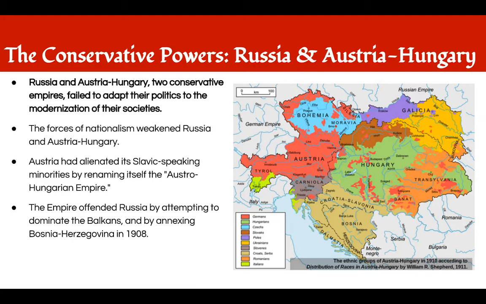But there were also conservative powers, namely Russia and Austria-Hungary. And these were societies that failed to adapt their politics to the modernization that was going on in the Industrial Revolution. So we see that forces of nationalism weaken Russia and Austria-Hungary. And if you look at this map, you can see why. In Austria-Hungary itself, you have many different ethnic groups, about 10 shown here, but there are still more. This is going to be a problem for Austria because ultimately they alienate Slavic-speaking minorities when they combine with Hungary and rename themselves the Austro-Hungarian Empire. This also offends Russia, who sees Austria-Hungary's expansion as challenging their own.